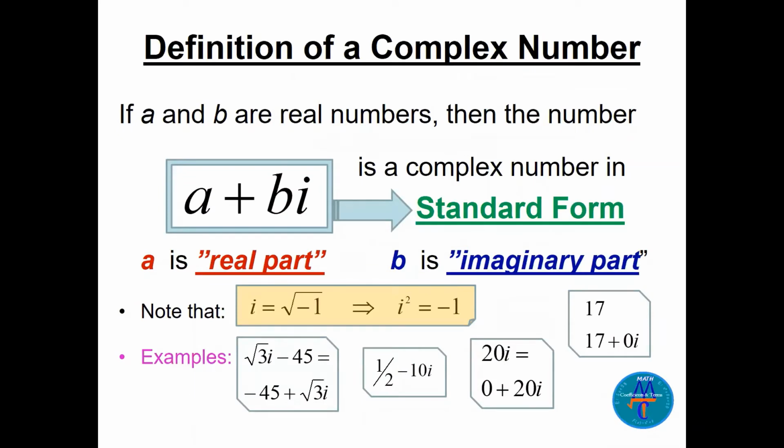Now, definition: what is a complex number? A complex number is a number in this form, a plus bi. A is called the real part, b is called the imaginary part, and i is the square root of -1. When you square it, you get i squared equals -1. So all these numbers, in standard form, are complex numbers. These are examples; you can read and see.